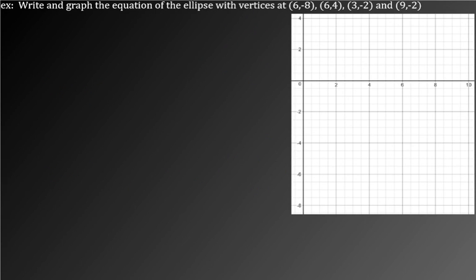All right, the last thing I want to do here is write an equation of the ellipse that has these vertices. So I'm going to start and just plot all the vertices. Once we have the vertices drawn, you can find the center, because you can imagine these two axes, where they cross, right there, would be the center. So the center is pretty clearly 6, and then -2.